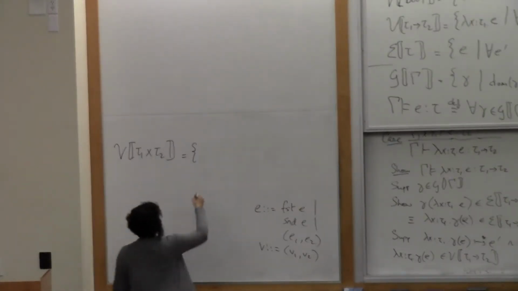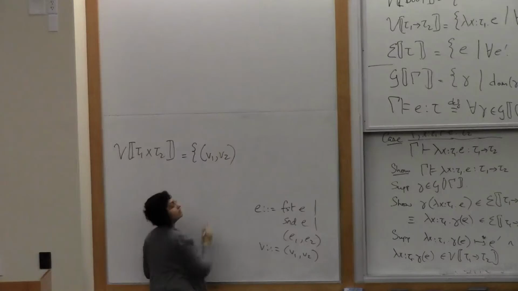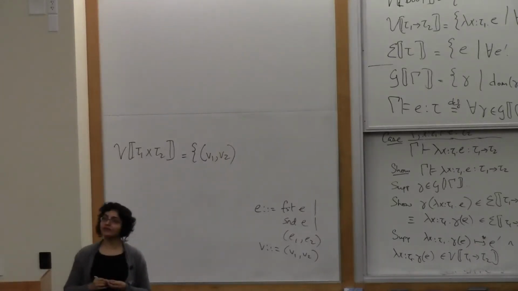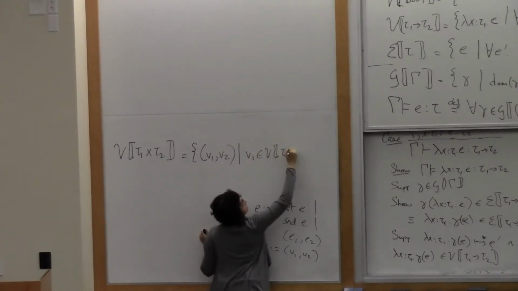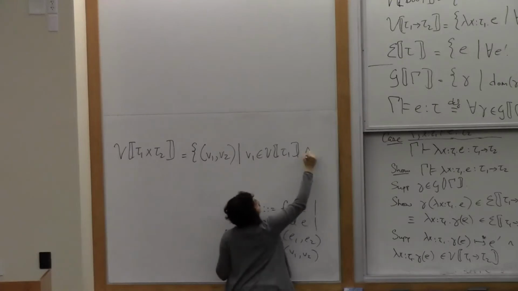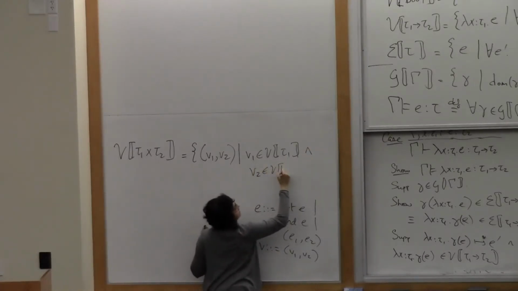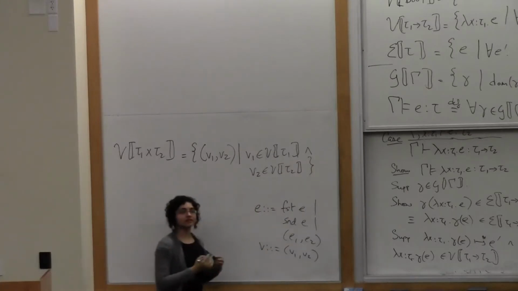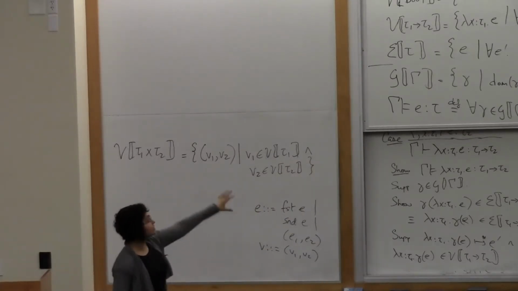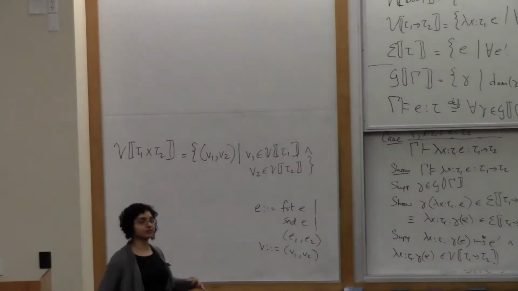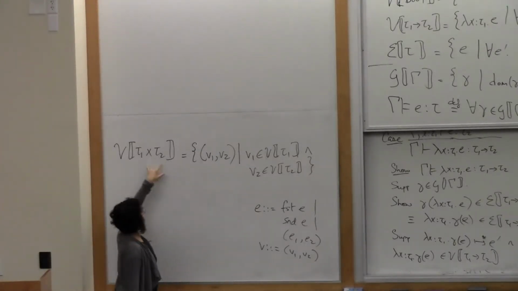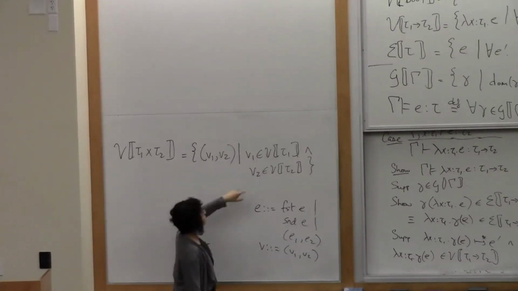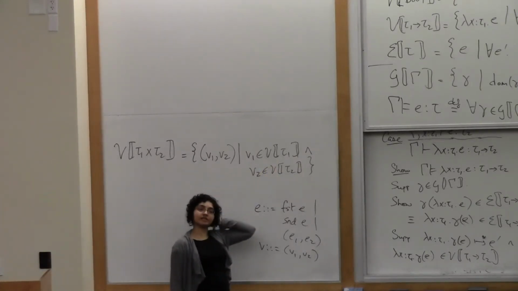When you have a pair of values, V1 belongs to V of tau1, and V2 belongs to V of tau2. It's a pretty simple extension. Nothing else changes, right? We've modularly separated out the case for expressions and so on. None of that is affected. So a pair of values behaves like it has type tau1 cross tau2 if v1 behaves like it has type tau1 and v2 behaves like it has type tau2.